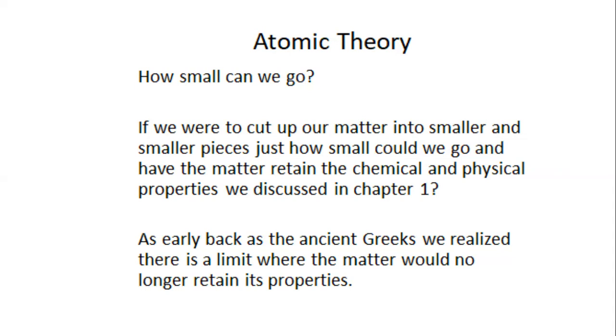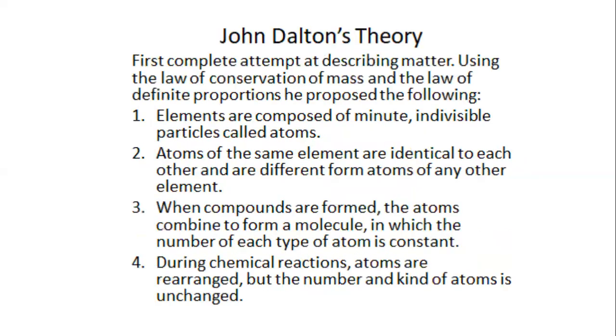And this is a question that the ancient Greeks pondered on. And even though they didn't really have an idea as to what an atom is to the level of what we know now, they did know that there was a limit where the matter would no longer retain its properties. So there had to be some thing that was small enough that you couldn't go any smaller. So that leaves us to John Dalton's theory.